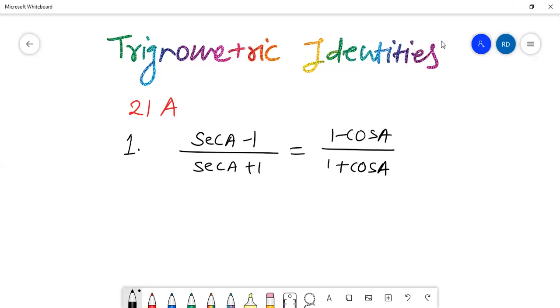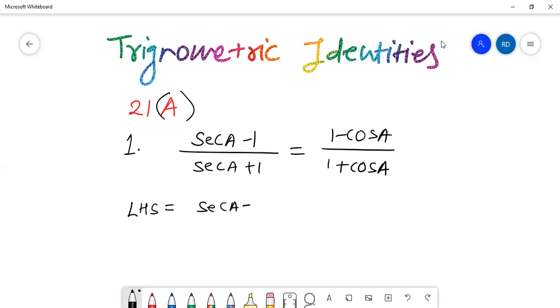Hello guys. So we are starting with the chapter trigonometric identities today. Right away we will start with exercise 21A, and the first problem is as written on the board. sec A minus 1 upon sec A plus 1 equal to 1 minus cos A upon 1 plus cos A. Let's take LHS.